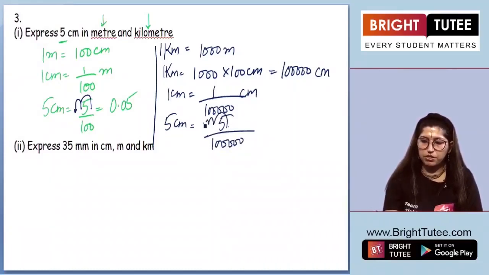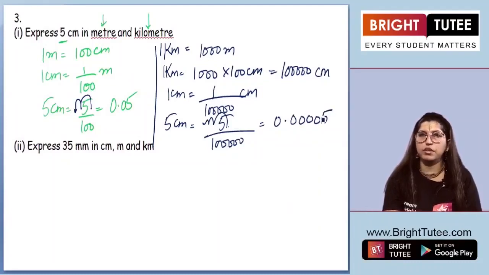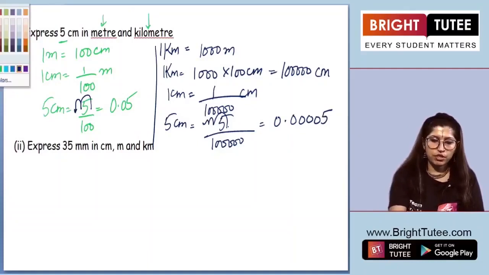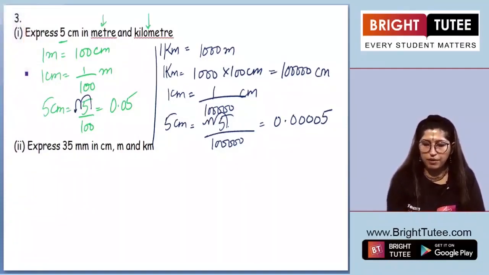The decimal is here, and we'll be shifting it 5 places. So 0.0000 and 5 with it, because we'll be shifting it 5 places to the left. 5 is already there, so we are left with only 4 places. Moving on to the next question, next part.